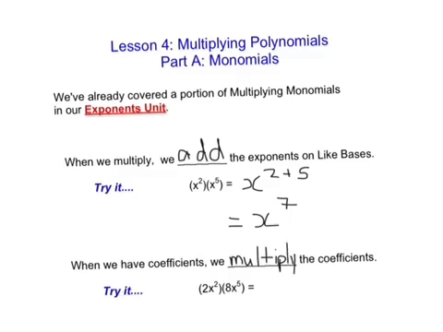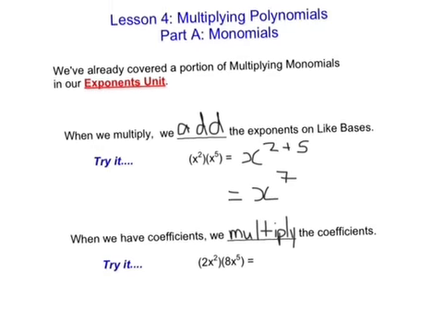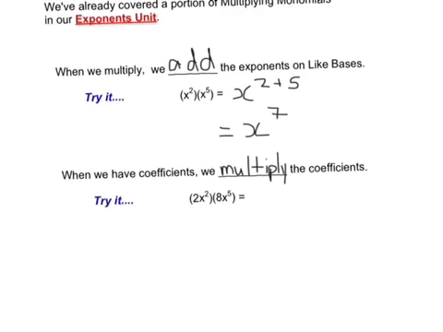So for example, we have 2x squared times 8x to the power of 5. We multiply 2 times 8, which is 16, and then we take our x's and we put them together for x to the power of 2 times x to the power of 5, and we can add those exponents. So it's going to become 16x to the 7th.